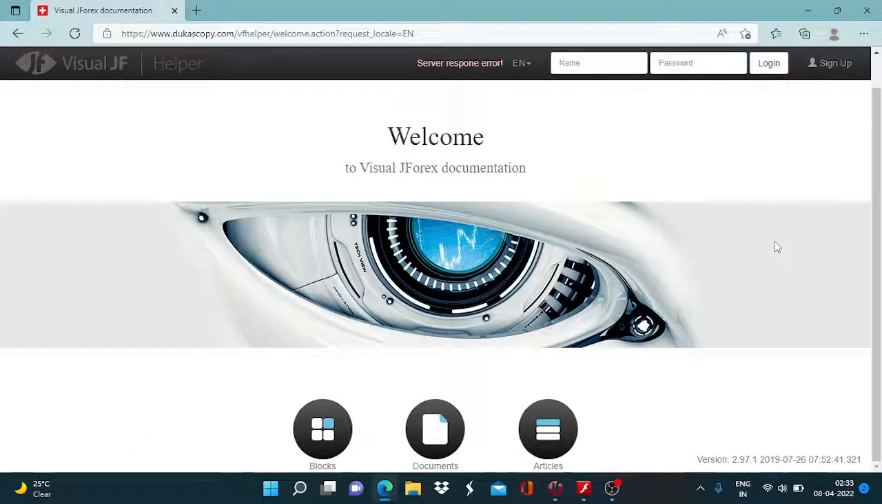Myself, Vaibhav. I welcome all of you to today's session of Visual JForex, in which we will continue to work with the indicator named Waddah 80, which is the short form of Waddah Attar Explosion Trend. This indicator gives us a good idea of what the trend is, whether it is bullish or bearish, and accordingly, we can take our trade positions.